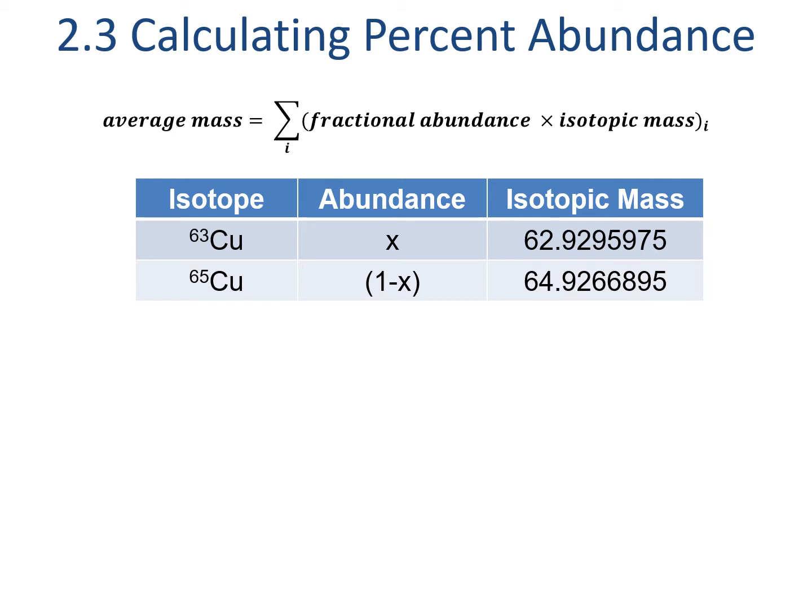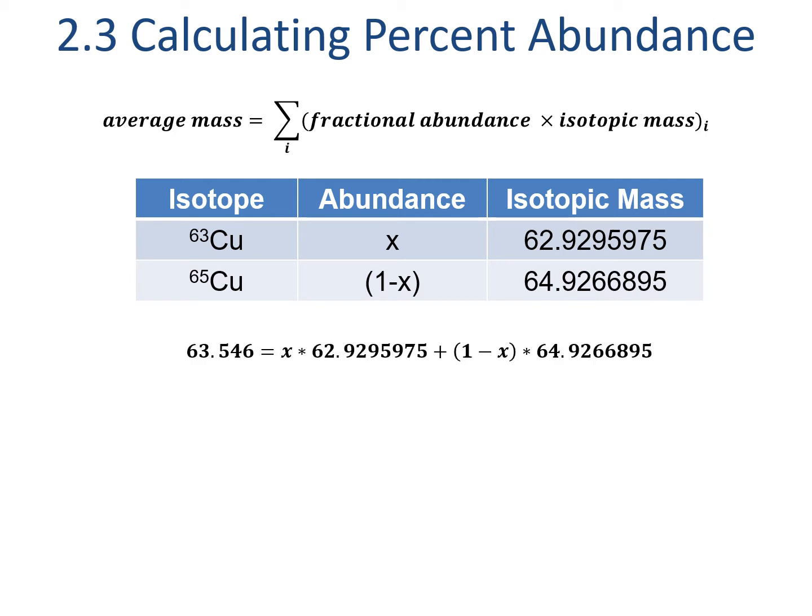The abundance all needs to add to 100%, or 1 as a decimal. So whatever the abundance of one isotope is, here we set copper-63 as x, the other isotope should be 1 minus that. So we set copper-65 as 1 minus x. At this point, you can use the same formula as before, but already knowing the average mass.